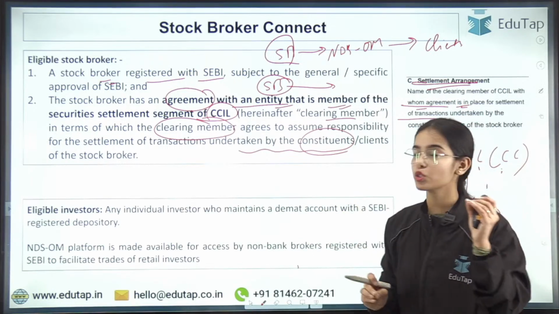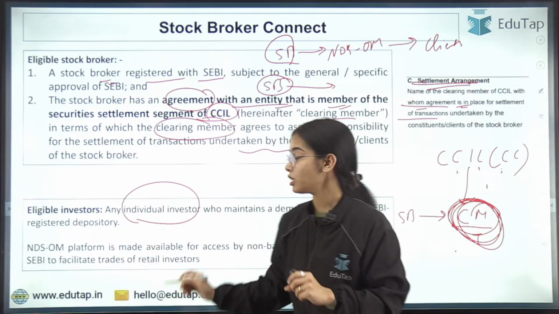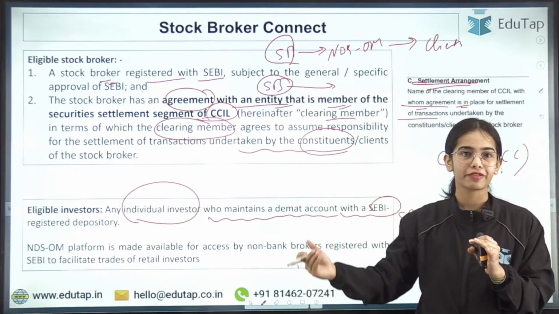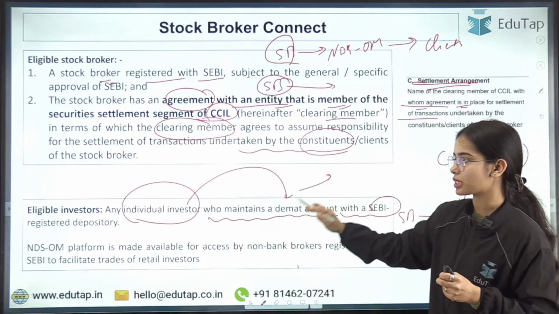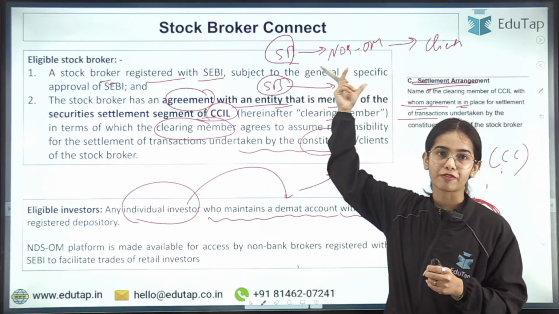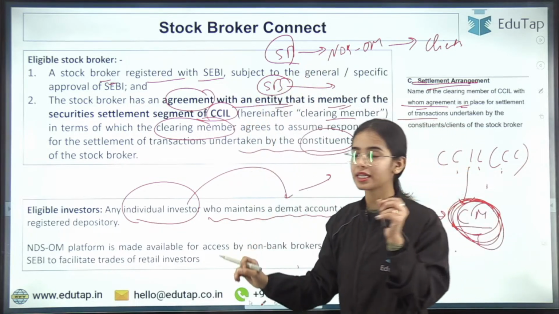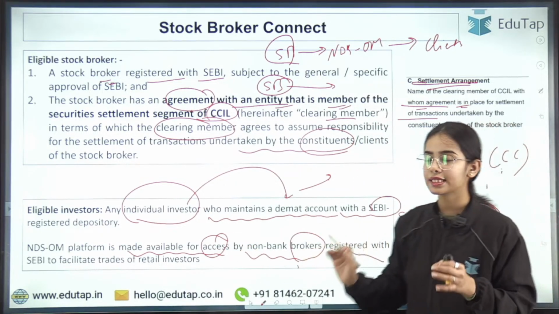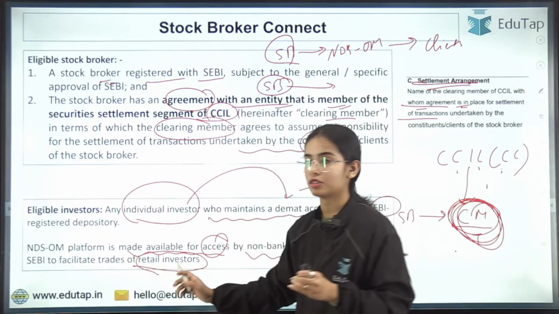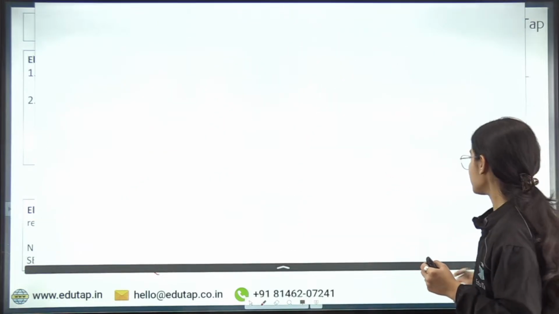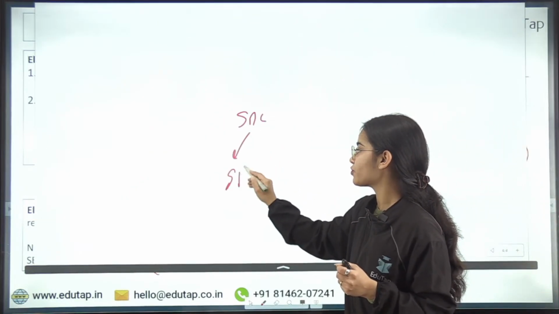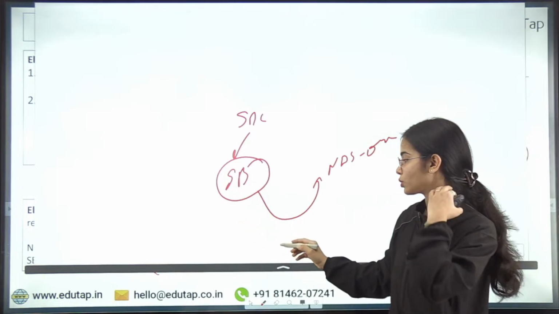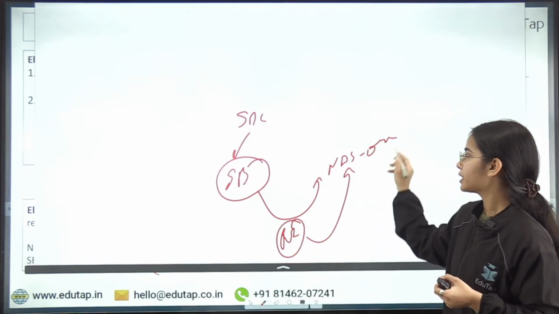Now, who are the eligible investors? Any individual investor who maintains a demat account with a SEBI registered depository. These individual investors are eligible investors that can access the NDS-OM platform through their stockbroker. So the NDS-OM platform is made available for access by non-bank brokers, by the stockbrokers registered with SEBI, to facilitate trades of retail investors. Okay, so this is the basic idea, that through Stockbroker Connect, access to the NDS-OM platform is provided to the stockbroker, so that retail investors can trade in the NDS-OM platform.